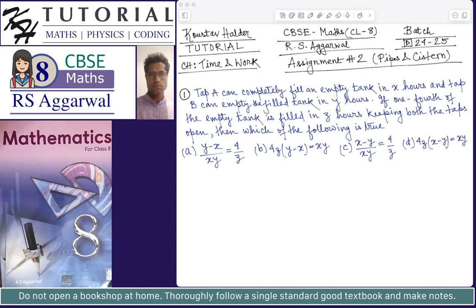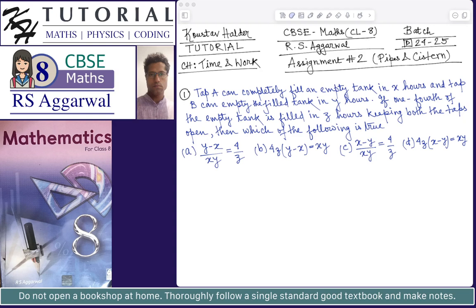Tap A can completely fill an empty tank in X hours and tap B can empty the filled tank in Y hours. Okay, so tap A is an inlet and tap B is an outlet. If 1/4 of the empty tank is filled in Z hours, keeping both the taps open, then which of the following is true?